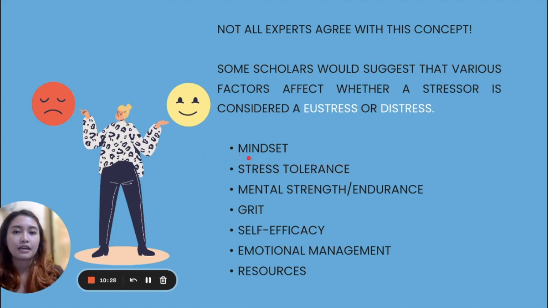First is mindset. Recall Carol Dweck's theory, growth versus fixed mindset. Most likely, if you have a growth mindset, you see a problem not as an obstacle that blocks your way, but as a challenge to create a solution from and improve. So if you have that kind of mindset, once you're given a certain problem, you don't get overwhelmed. Rather, you look at the solution rather than ruminate about the problem. If you trained yourself to have that growth mindset, more likely when you encounter challenging situations, you will experience more eustress than distress. Next is your stress tolerance.